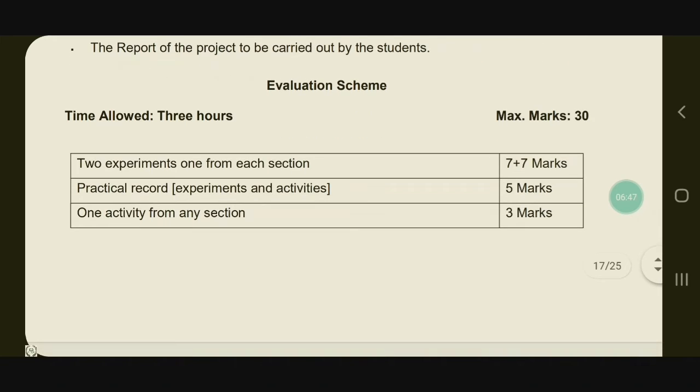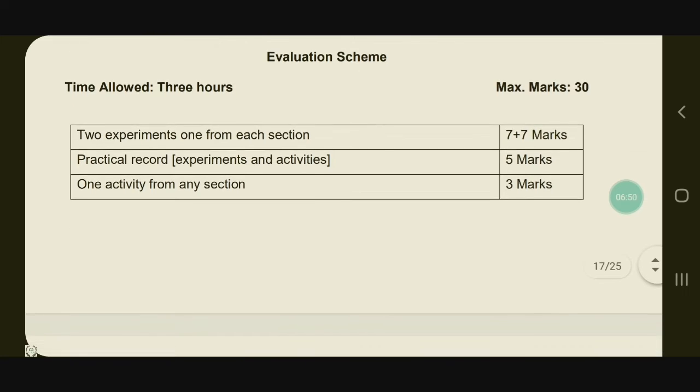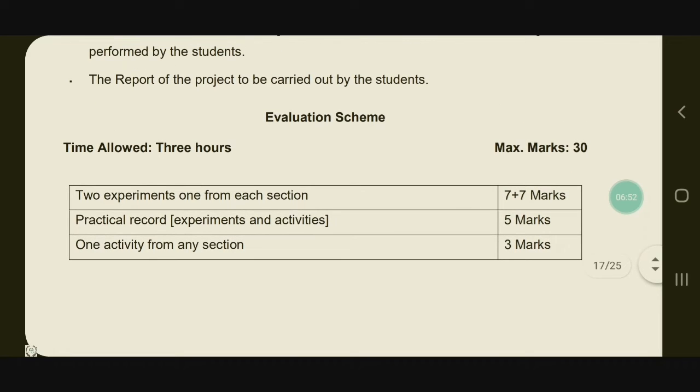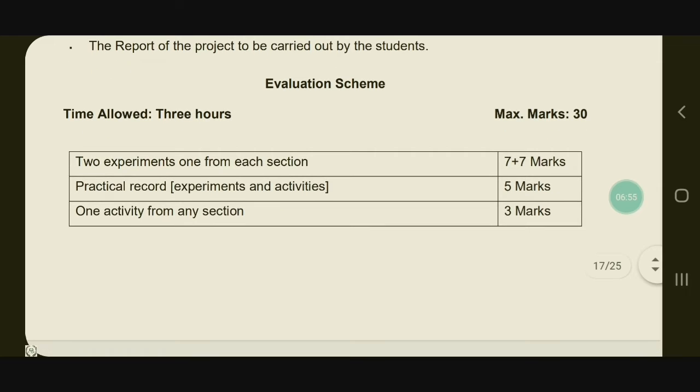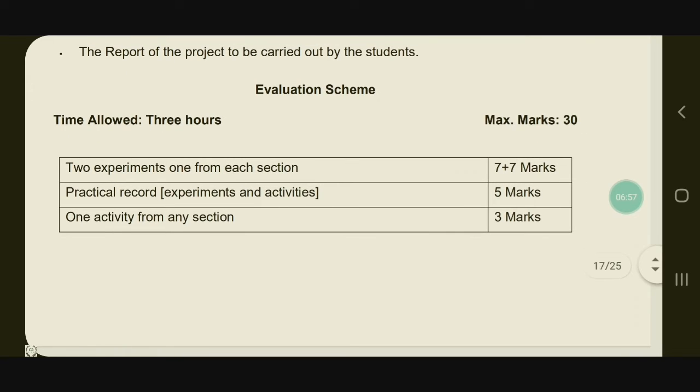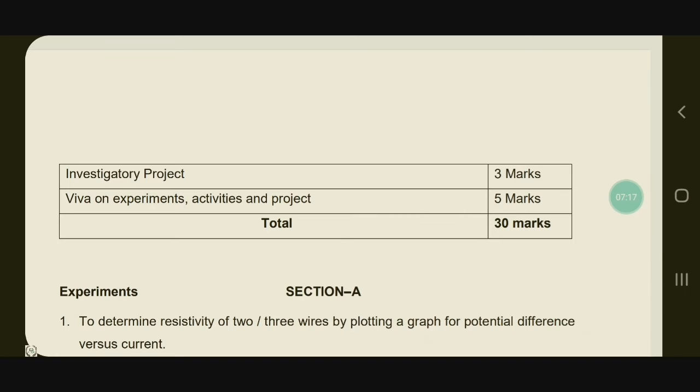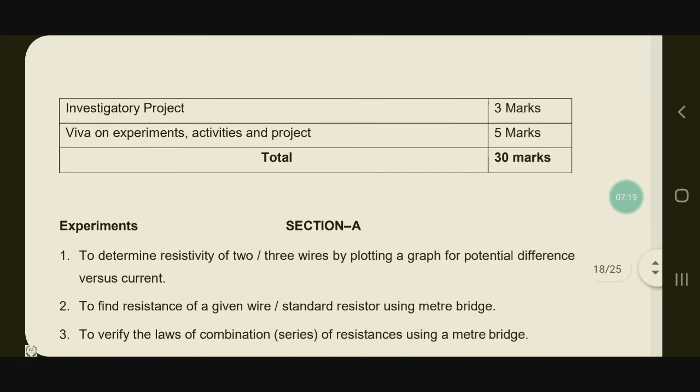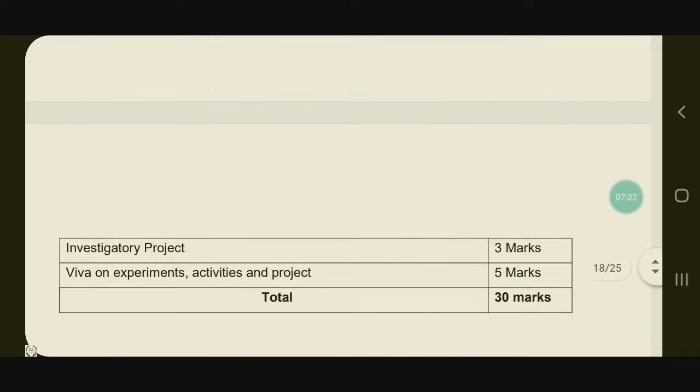And now there is an evaluation scheme for practical marks. They also followed the same for 11th and 12th: 2 experiments, 1 from each section, comprising a total of 14 marks, which was 16 last year, but now it is 14. The practical record is of 5 marks including experiments and activities, and the activity section is also included in 12th practical, that is of 3 marks, investigatory project of 3 marks, and viva of 5 marks. It is quite the same for 11th also.